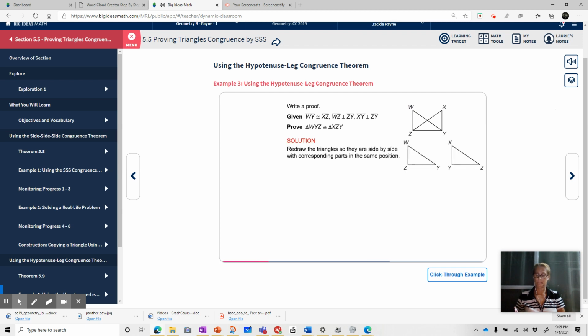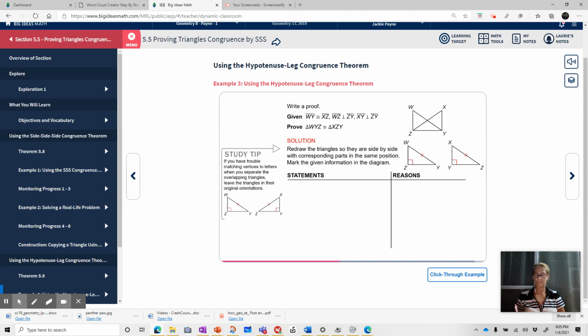Solution. Redraw the triangles so that they are side by side with corresponding parts in the same position. Mark the given information in the diagram. You are given that segment WY is congruent to segment XZ, segment WZ is perpendicular to segment ZY, and segment XY is perpendicular to segment ZY. If you have trouble matching vertices to letters when you separate the overlapping triangles, leave the triangles in their original orientations. Now write a 2-column proof.